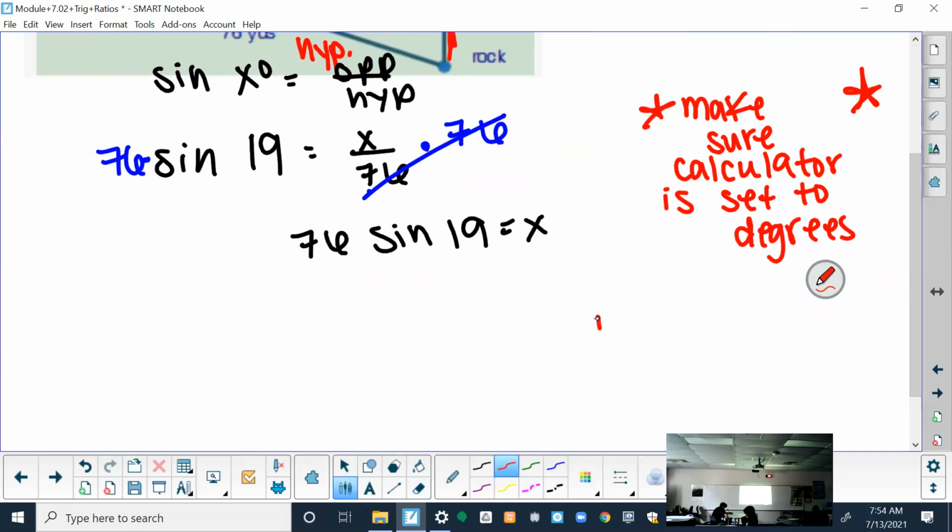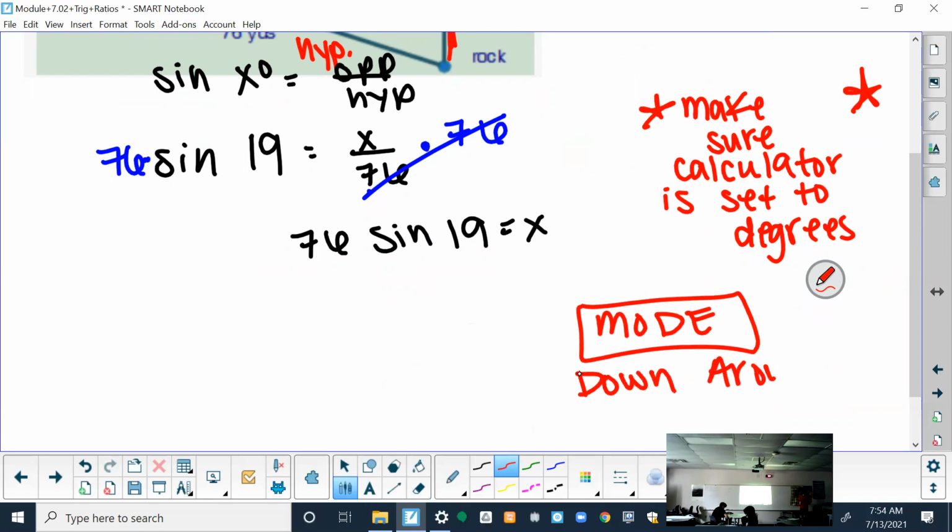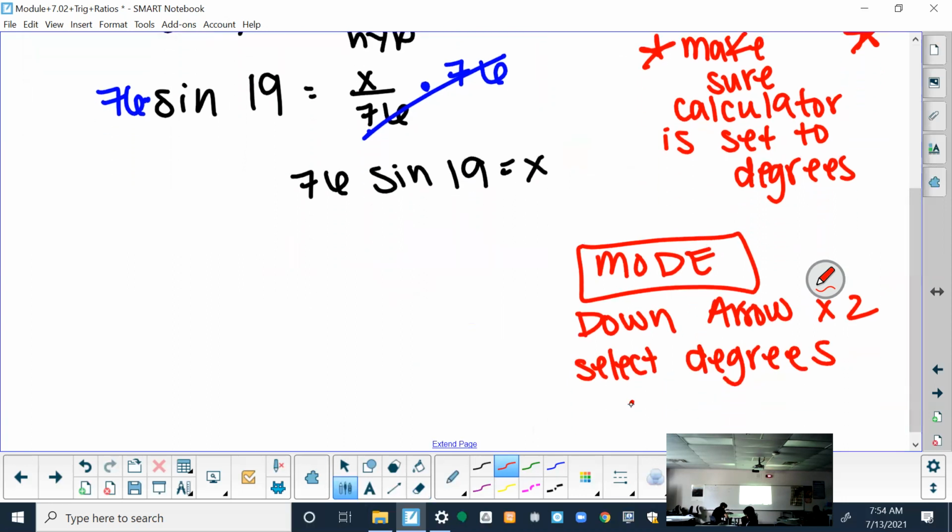All right, so then just to kind of show you, you'll click the mode button, down arrow twice, so down arrow times 2, and then select degrees. And then hit enter.